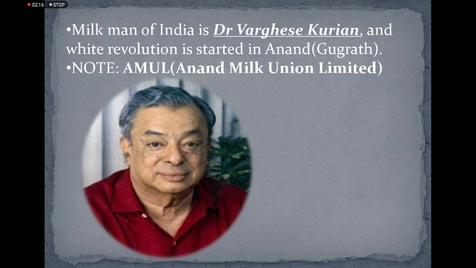Dr. Varghese Kurien is known as the Milkman of India and he is the father of the White Revolution. The White Revolution started at Anand in Gujarat state. He started a cooperative society known as Amul. The full form of Amul is Anand Milk Union Limited. We know various Amul products are now available in the market.